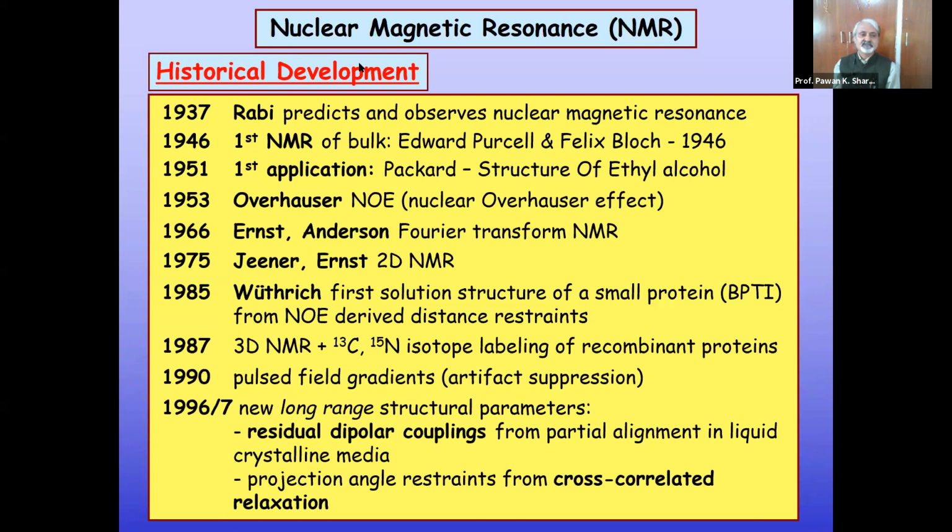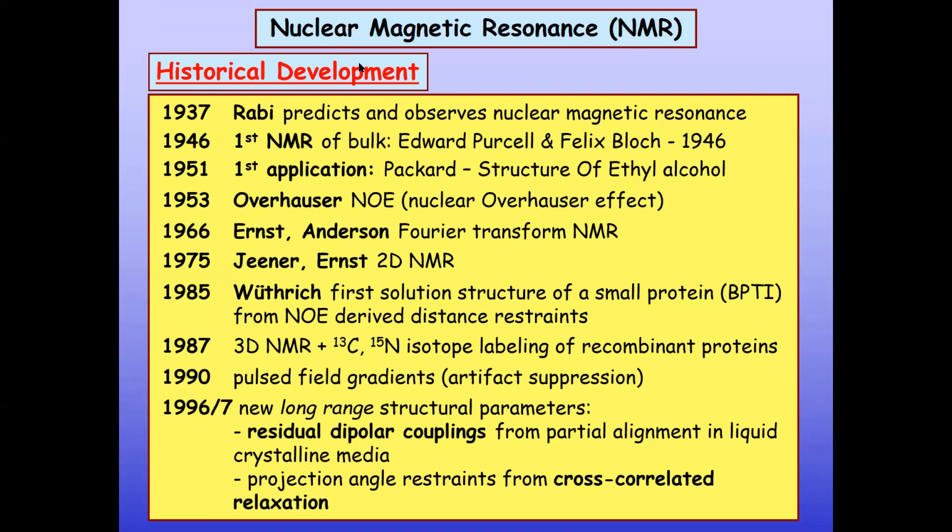Then in 1953, NOE was applied. 1966, Ernst and Anderson applied the concept of Fourier transform, FT, which is a mathematical theorem. Please remember that if FT had not been applied in NMR, then carbon-13 would not have been possible. 1975, Jeener and Ernst developed the 2D NMR techniques. 85, Wüthrich used it for the first solution structure of a small protein. 87, 3D NMR, 90, pulse field gradients, 1996, new structural parameters. So this field kept on developing at a very, very fast pace.